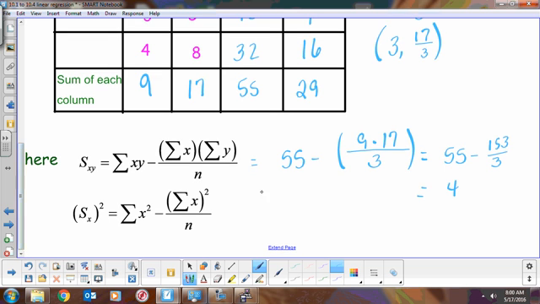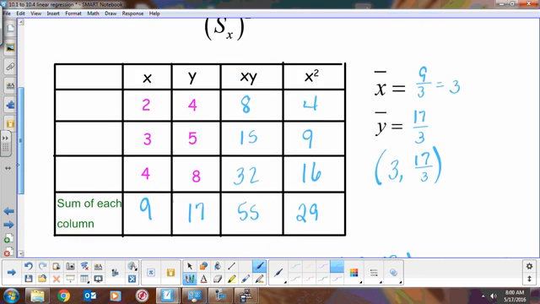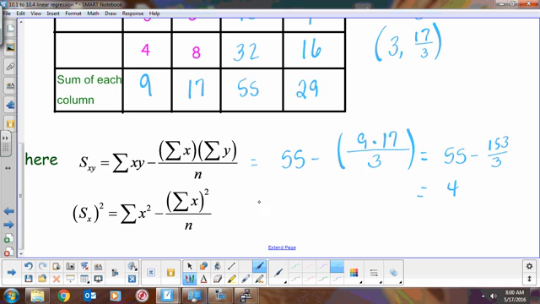Okay, so now let's do this one. Do I have my x squared column? That's the last column. What is the sum of my x squareds? Use a different color. We've got 29, minus, this is my x sum column, correct? So that's going to be 9 squared over 3, so that's 81 divided by 3, which is 27, or 2.